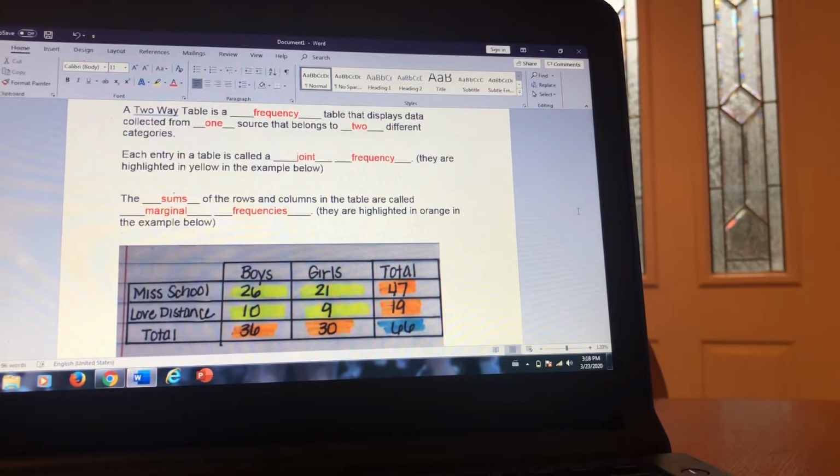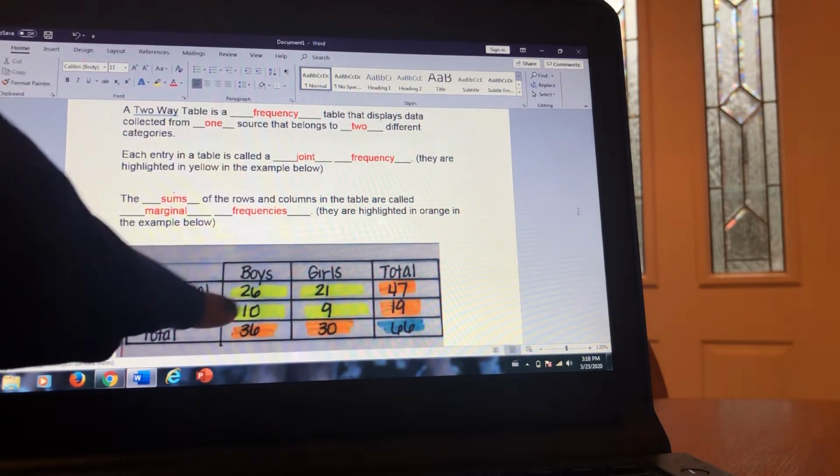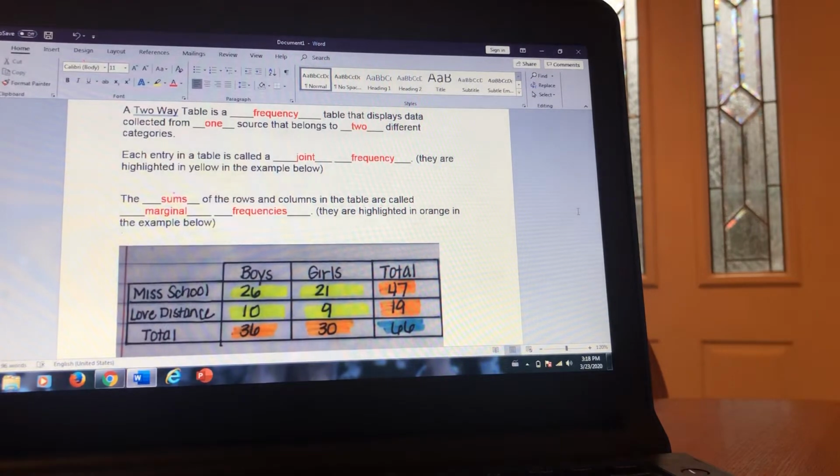Okay, so a two-way table is a frequency table that displays data collected from one source that belongs to two different categories. This was the definition taken right out of the textbook. The next thing says each entry in a table is called a joint frequency. These are the yellow things down here in the example one. So the things highlighted with yellow, that would be a joint frequency.